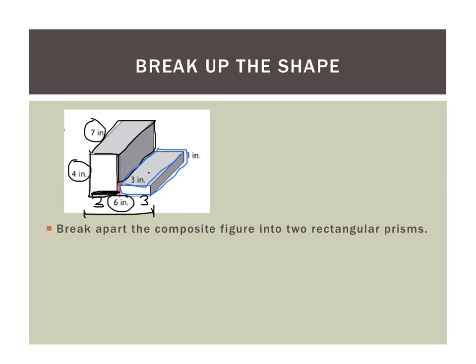Looking at our blue prism, our length we've said is 3, our height is 1, and it's going to be the same width that's on the other side. So our width is going to be 7.